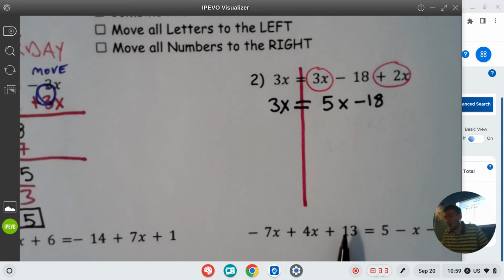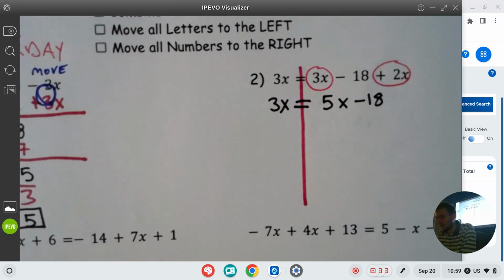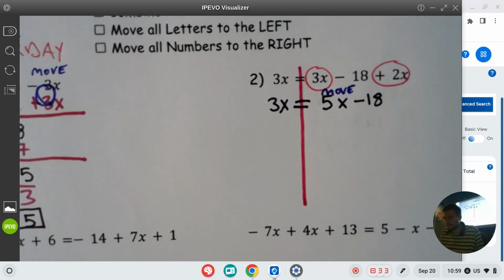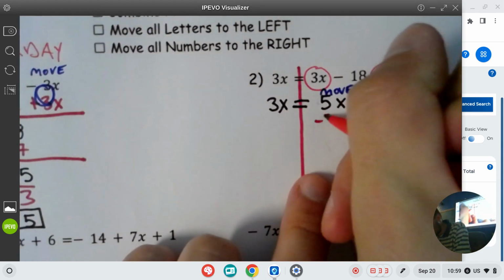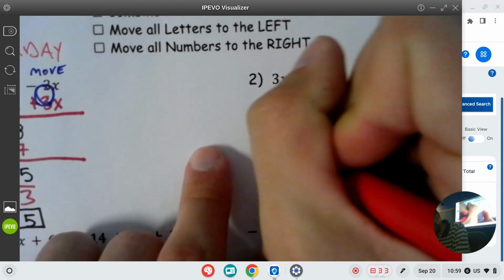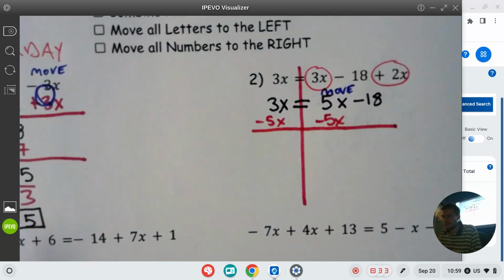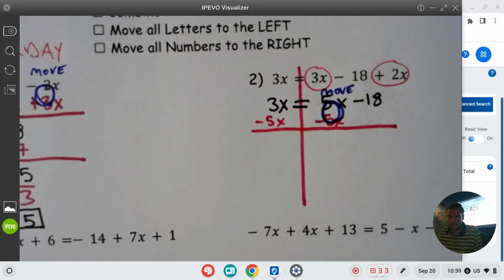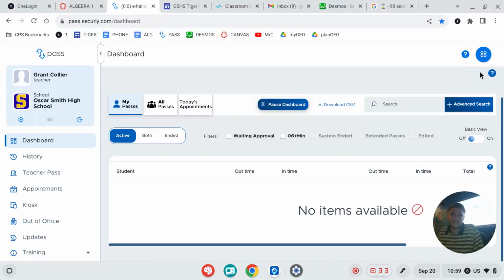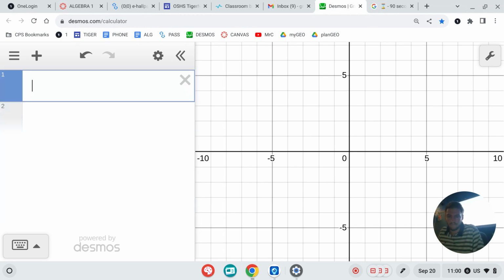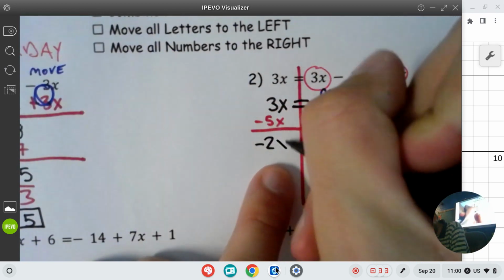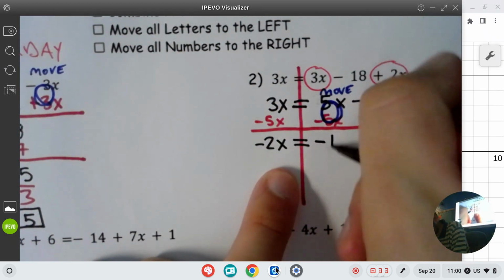So from here, it's all review. It's all old stuff. I'm going to look at this. I'm going to want to identify that I want to move this 5x. So I'm going to do minus 5x. Make sure that my like terms are matched up. 5 minus 5 is 0. 3 minus 5. And you know, Desmos is good. We can use Desmos. Do a little 3 minus 5 action. Negative 2. Sure. Negative 2x equals negative 18.